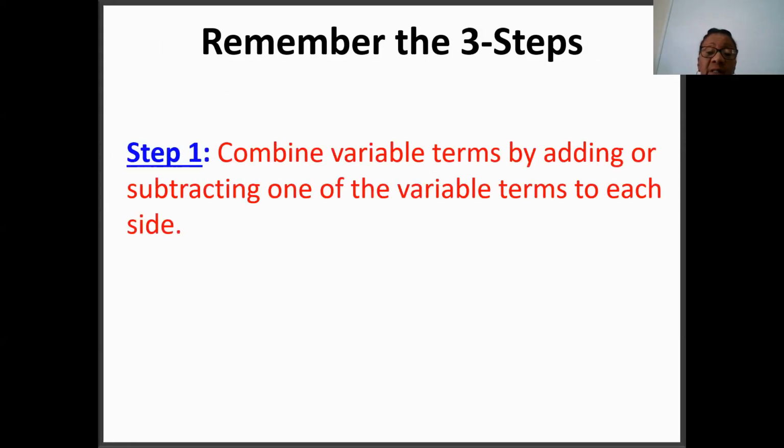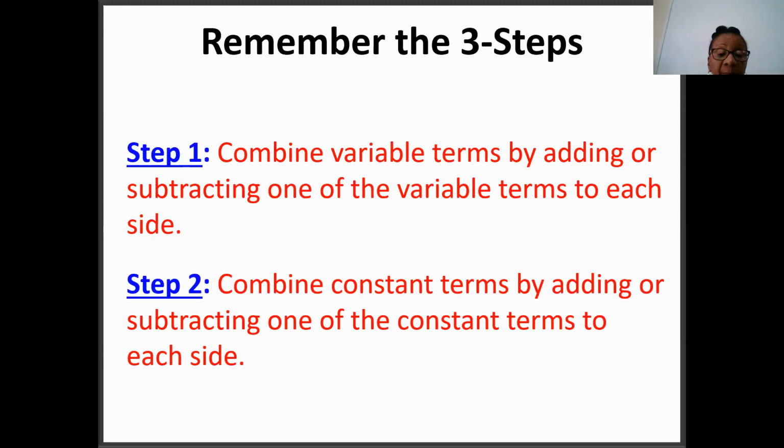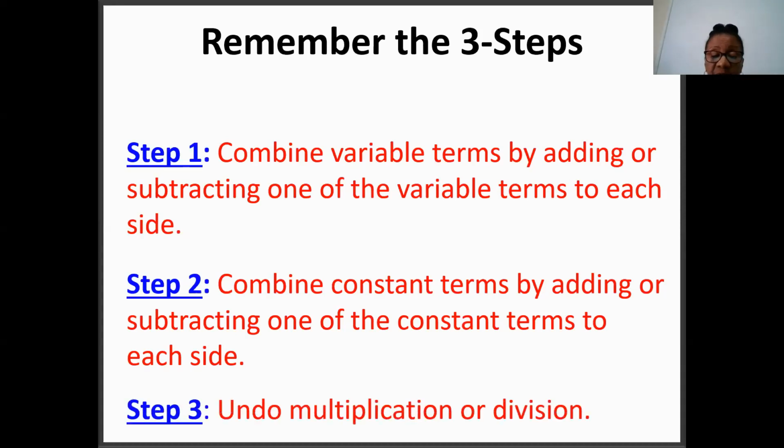So remember the 3 steps. Step number 1, combine variable terms by adding or subtracting one of the variable terms to each side. Step number 2, you combine constant terms by adding or subtracting one of the constant terms to each side. And step number 3, we now have a one-step equation where you will undo multiplication or division to find your solution.